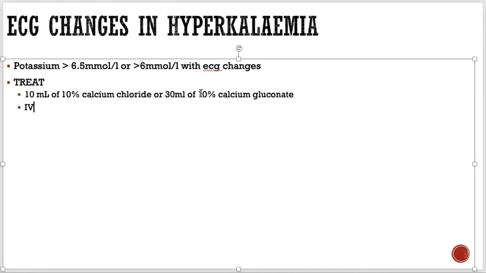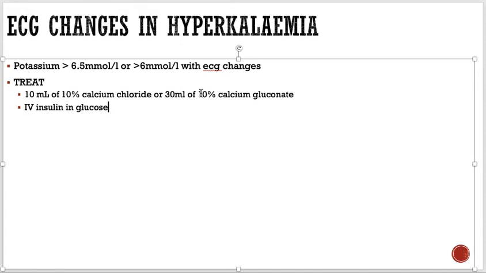The second thing is that we can give them intravenous insulin. Of course, insulin can cause hypoglycemia, so we give insulin in glucose so that the patient does not have hypoglycemia. So 10 units of insulin can be given in 25 gram of glucose, or there are different combinations: 50 ml can be given, or 125 ml of 20% glucose, anything like that.